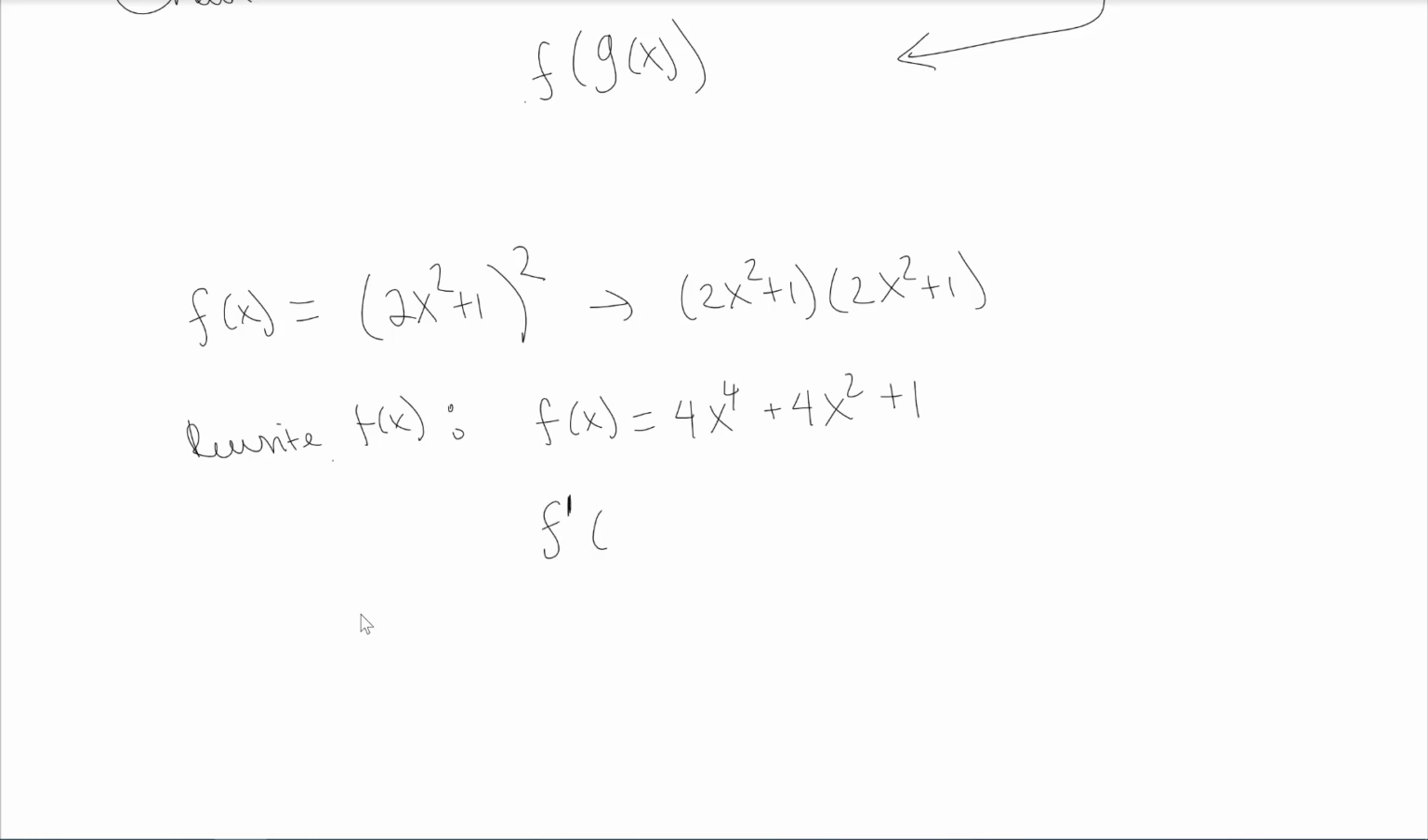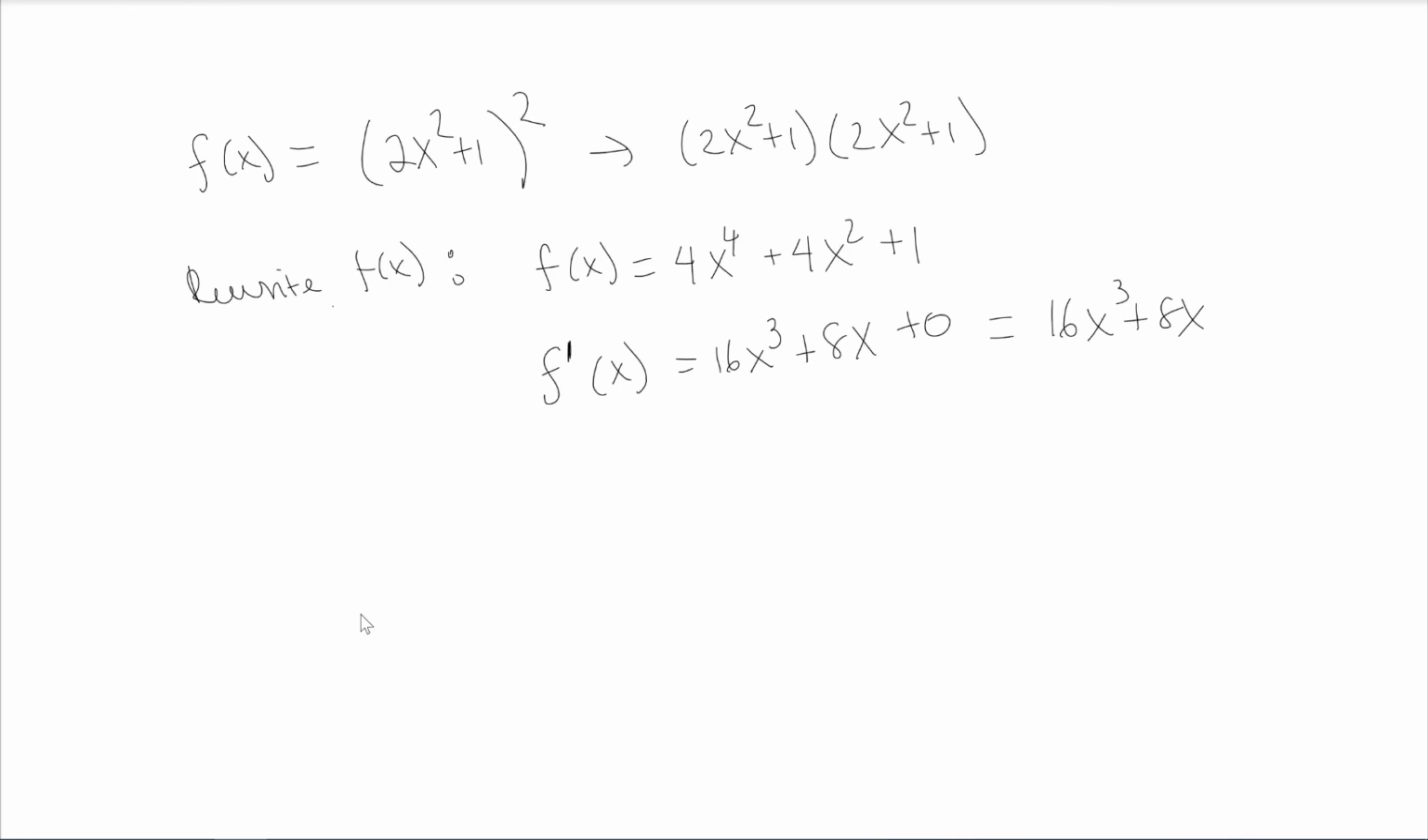So f prime, now that I've rewritten it, I take the derivative, will be 4, bring the power down, so it'll be 16x cubed, subtract 1 from the exponent, plus, bring the power down, 8x, and the derivative of 1 is 0. So my derivative is just 16x cubed plus 8x.